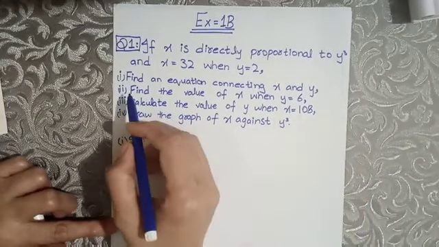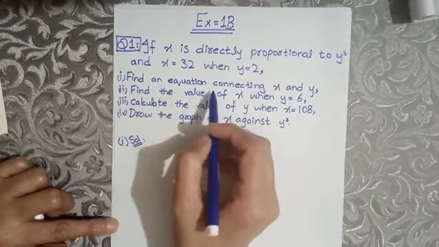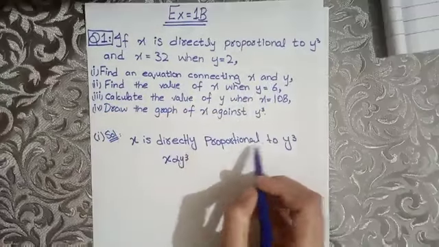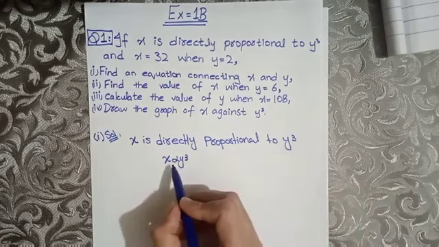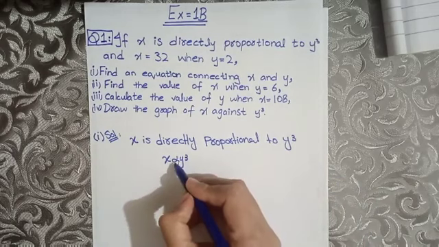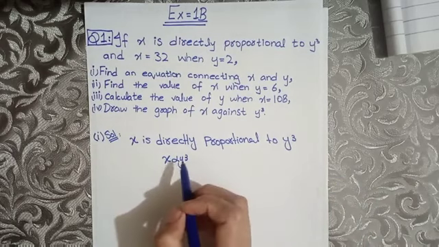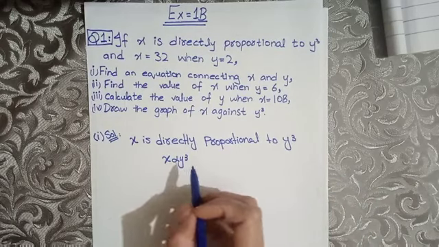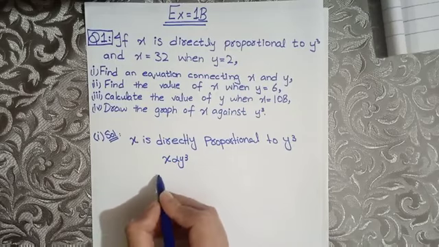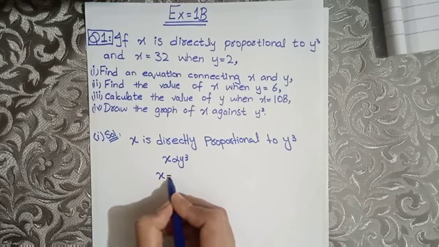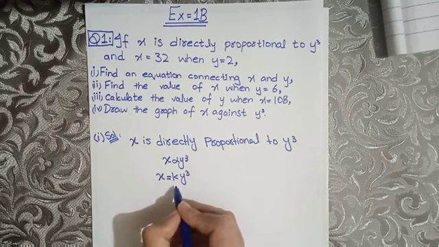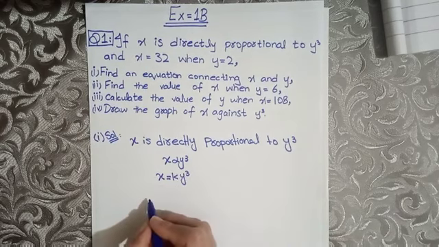Now we are going to solve the first part of this question. Find an equation connecting x and y. Solution: x is directly proportional to y cube. This is a proportionality sign. Change the proportionality sign to an equality sign. We insert a constant k, like x is equal to k y cube, where k is a constant.